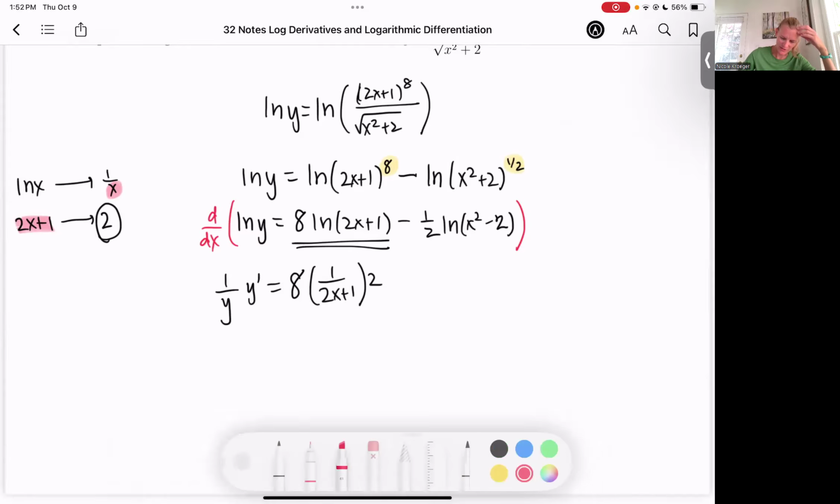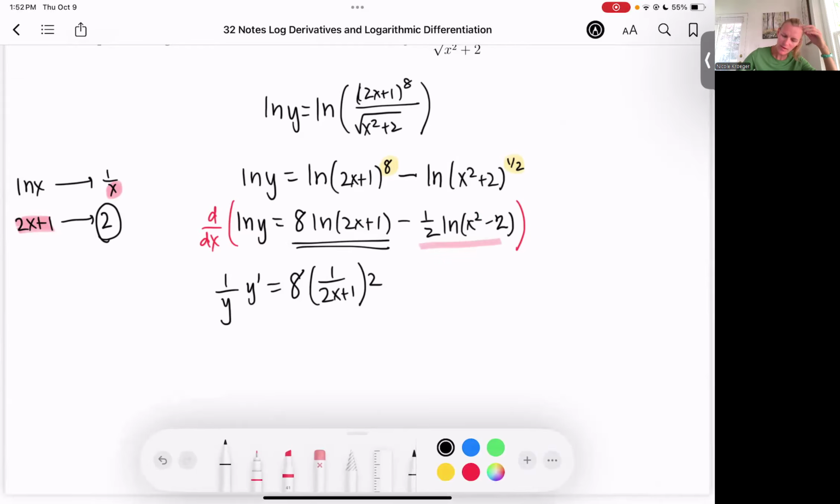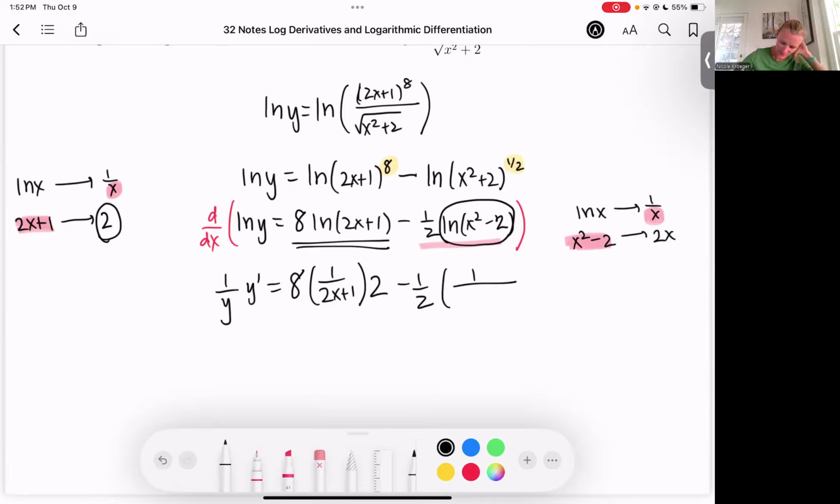Okay. And then to take the derivative of this piece, the negative 1/2, again, is a constant. It stays out front. And then to take the derivative of this, I'm going to use the chain rule again. The outside function is ln of x. Its derivative is still 1 over x. The inside function is x squared plus 2. Its derivative is 2x. So I'm going to put the x squared plus 2 inside the derivative of the outside function. And then I'm going to multiply everything by the derivative of the inside.